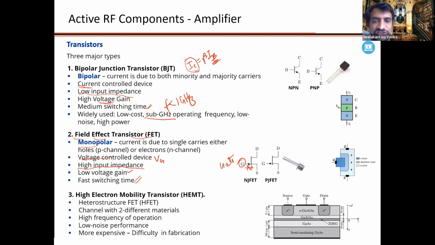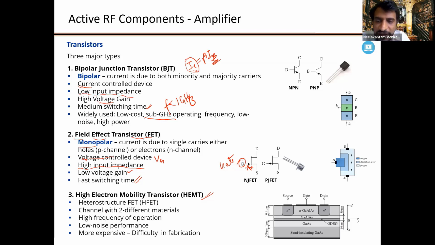The third kind, which is widely used in RF even more than FET, is called the high electron mobility transistor, where the electrons are free to move even faster. So you can go up to frequencies of even gigahertz, and people are talking about terahertz.